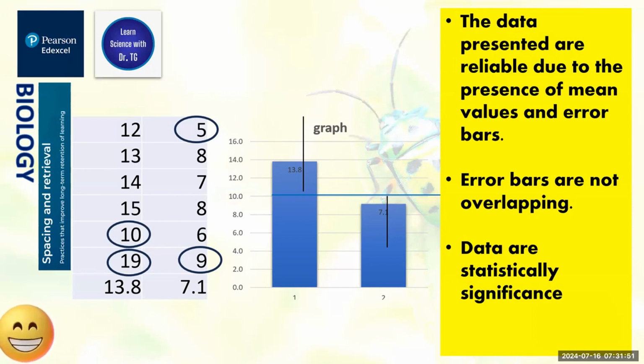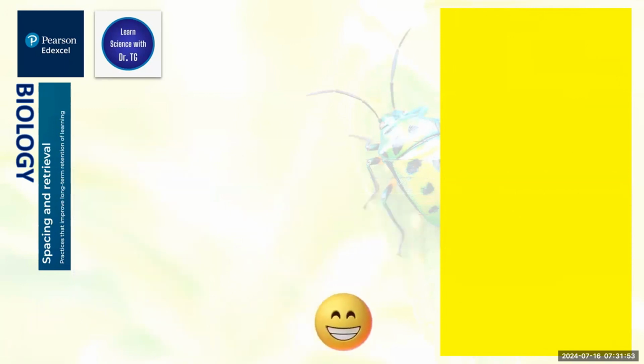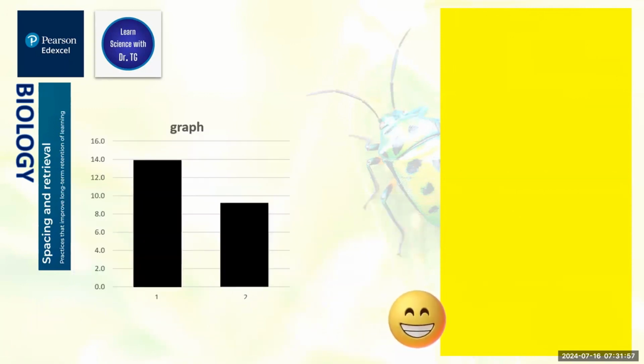The third and last scenario, we can have a graph like this. When you have a graph like this, we don't see anything. We don't know whether this is a mean value or one value. We don't know whether this is repeated or not. And we don't know statistically anything about this graph.